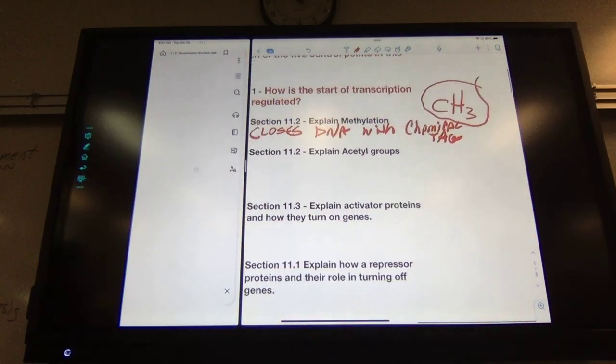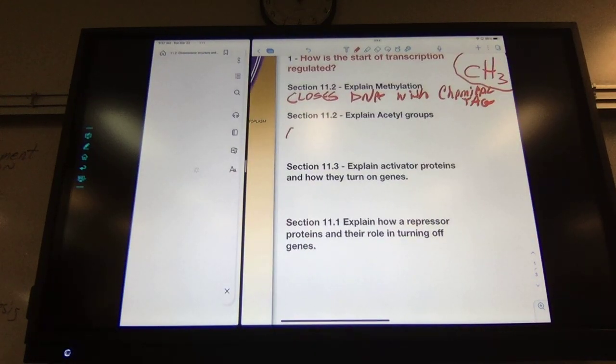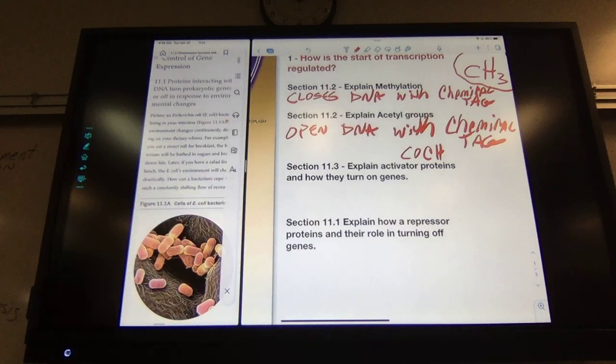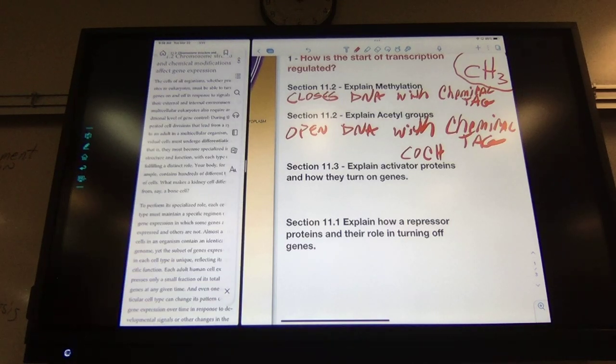So now back over here to the notes. Was it a CH2 or 3? 3? Yeah, that makes sense because carbon needs 4 bonds. So one of them is to oxygen and then 3 hydrogens.